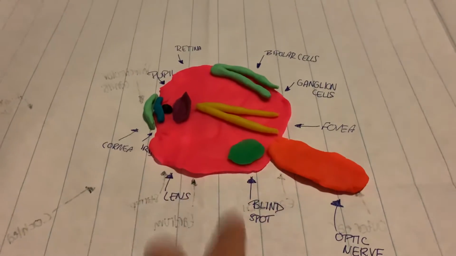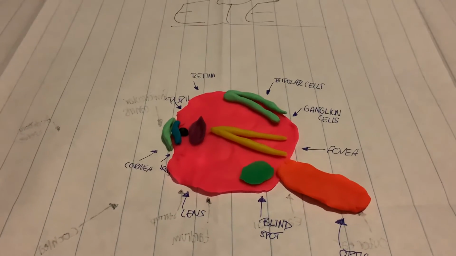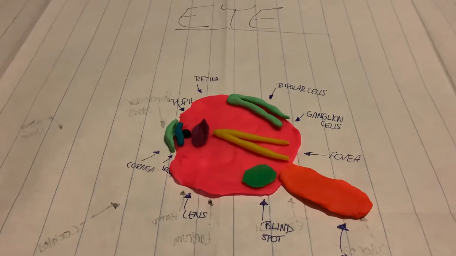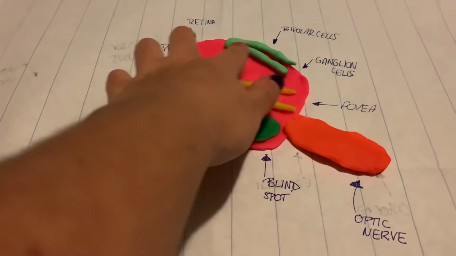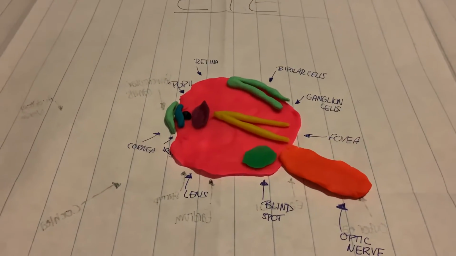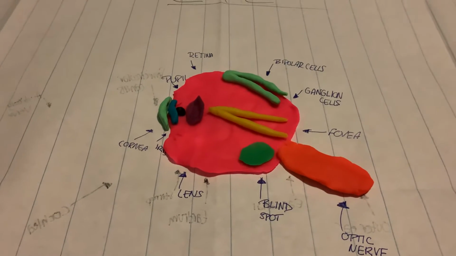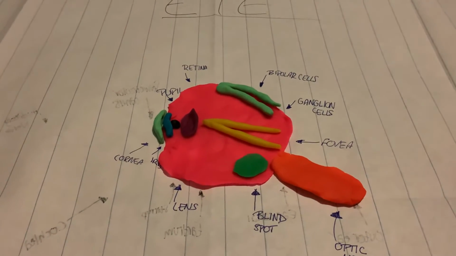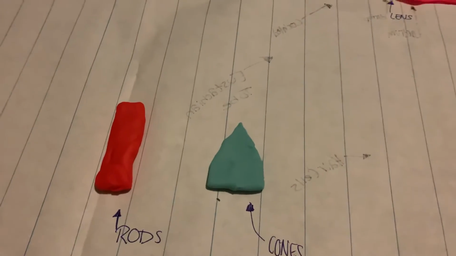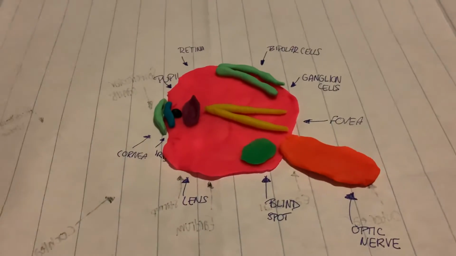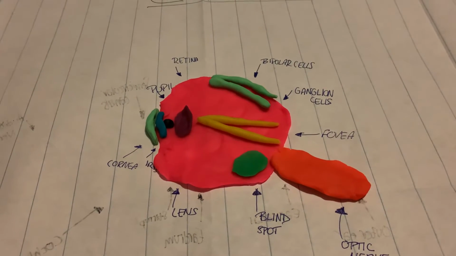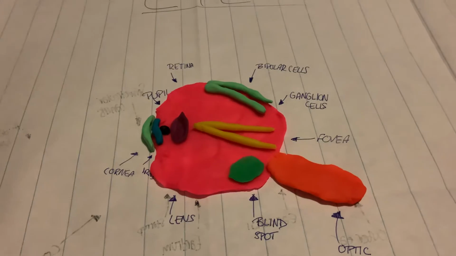This green area here is called the blind spot, and that is optic nerves leaving the eye, and there are no receptor cells in this area. And up here, this light green represents bipolar cells and ganglion cells, and bipolar cells connect and transmit information from photoreceptor cells, which are rods and cones right here. They actually don't look like that. I just use them for my imagination. And then ganglion cells receive information from bipolar cells, and it transmits it to the brain for processing.